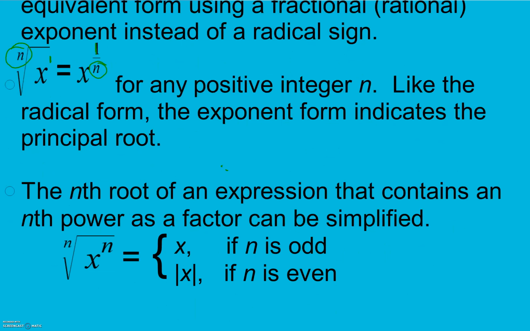The nth root of an expression that contains an nth power as a factor can be simplified. So if n is odd, we take it down to just x. If n is even, it's the absolute value of x. And again, sometimes we don't need the absolute value bars depending on what we have, but it's still always going to be the absolute value of x. Sometimes if we square it, though, we get positive anyway and don't have to write them.